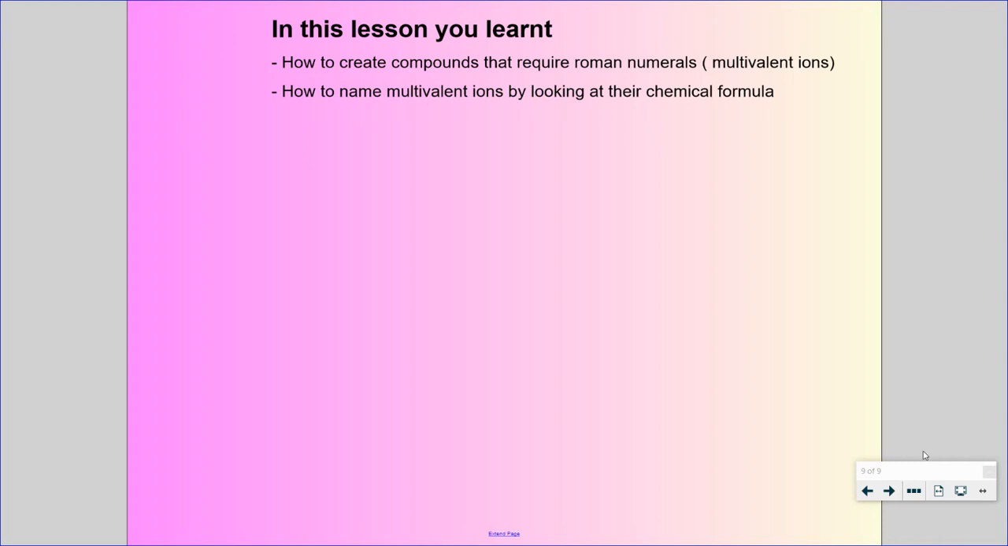So in this lesson, you learned how to create compounds that required using Roman numerals. We call these multivalent. And we're going to learn how to name multivalent ions by looking at chemical formula.